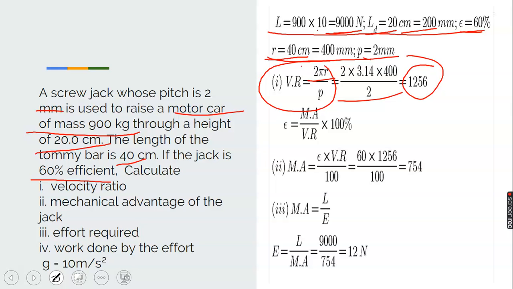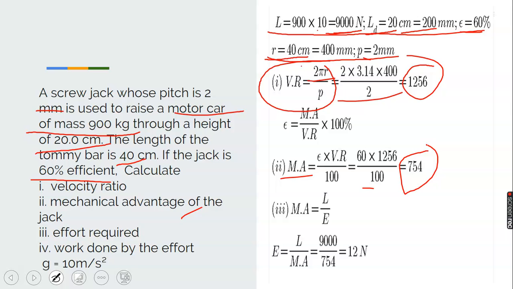Now, to calculate the mechanical advantage, we know efficiency equals MA over VR times 100%. Now, when you make MA the subject, you have efficiency times velocity ratio divided by 100, which equals 60 times 1256 divided by 100. Our answer is 754. As you can see also, mechanical advantage does not have unit.